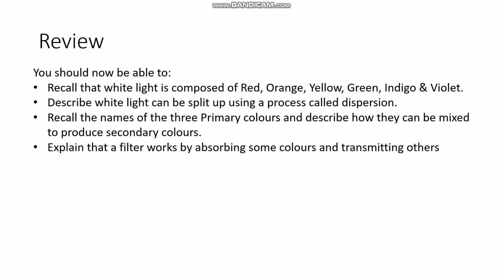Okay, so you should now be able to recall that white light is made up of red, orange, yellow, green, indigo and blue. Describe how white light can be split up using a process called dispersion. Recall the names of the 3 primary colours and describe how they can be mixed to produce secondary colours, and explain that a filter works by absorbing some colours and transmitting others.